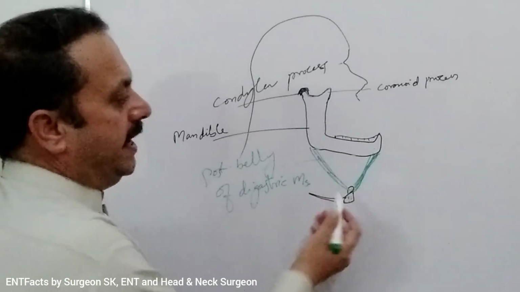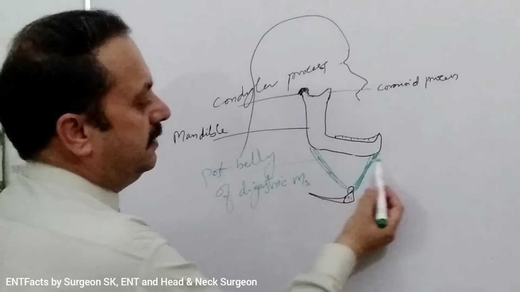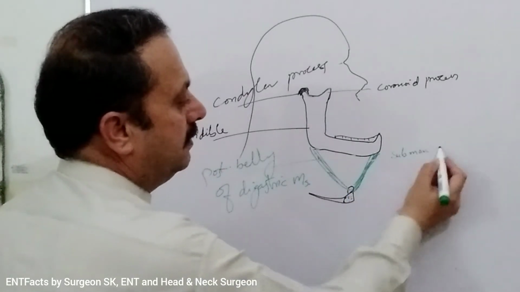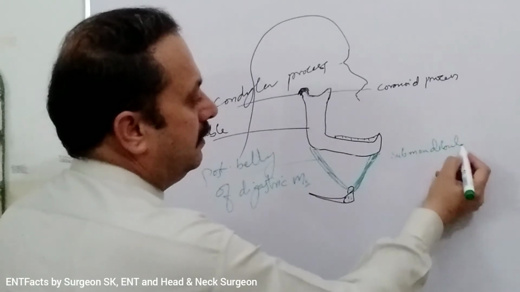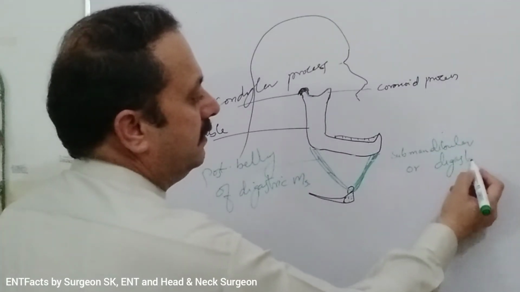Now the same triangle, we are looking from the side. This is the submandibular or digastric triangle.